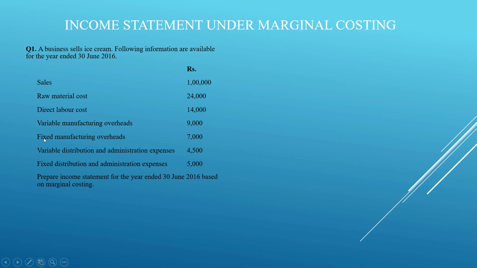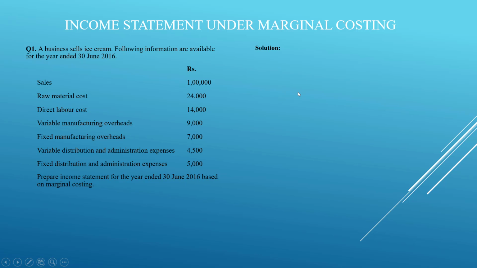Now fixed cost, fixed manufacturing overhead, after that it has been given. Fixed manufacturing overhead will be minus from the contribution. After you have calculated the contribution, only then can you minus this fixed manufacturing overhead. Next is variable distribution and administrative expenses. They are given as variable, so variable will be included in the marginal cost, and fixed distribution will be included only after calculation of contribution. Now we'll see how to prepare the income statement for this particular year.